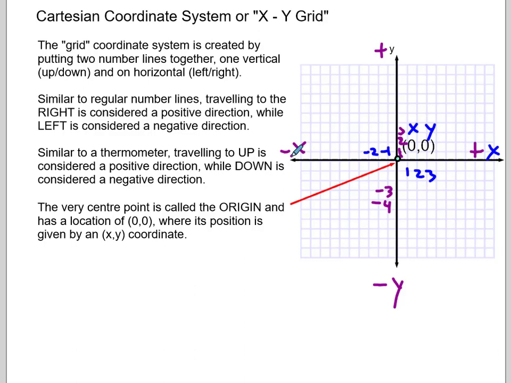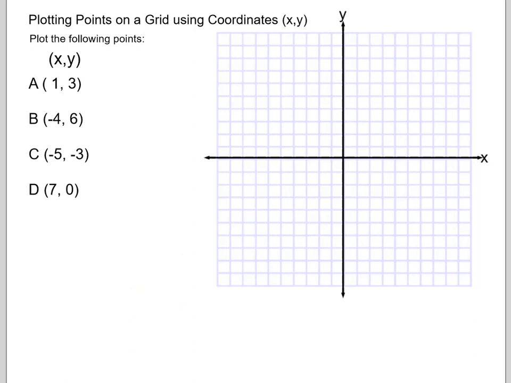So we'll use our coordinates right here, these XY coordinates. They will tell us whether we move left and right, up and down, and where to plot a point. Okay, so we're going to try a couple. Once you see it in action, it's really quite easy. So X and Y, the key to remember is that X is left and right, Y is up and down. Very important.